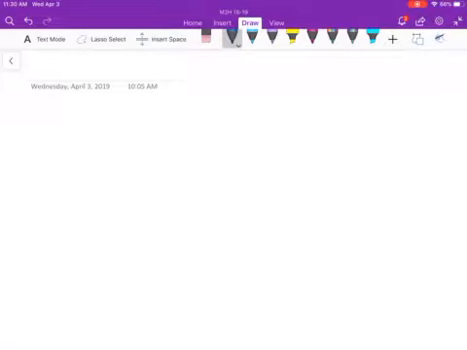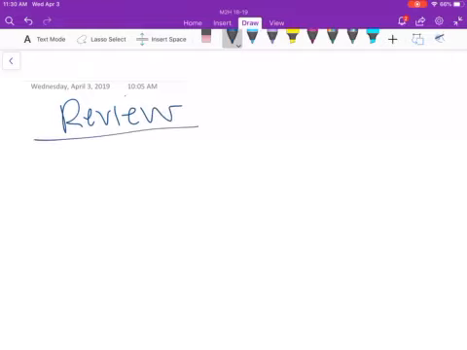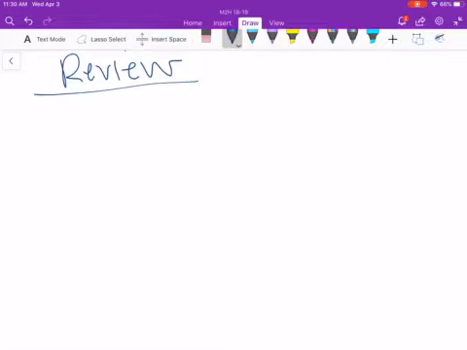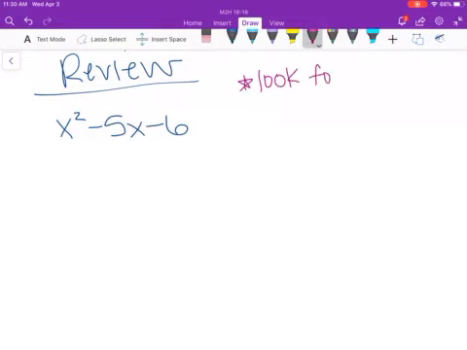All right, so we're going to review factoring, all the different types, so that hopefully it'll make a little more sense if you're confused. The first problem we're going to do is x squared minus 5x minus 6. Your first step is always look for a GCF. The GCF is the greatest common factor, the biggest number that you can divide by each of the terms.